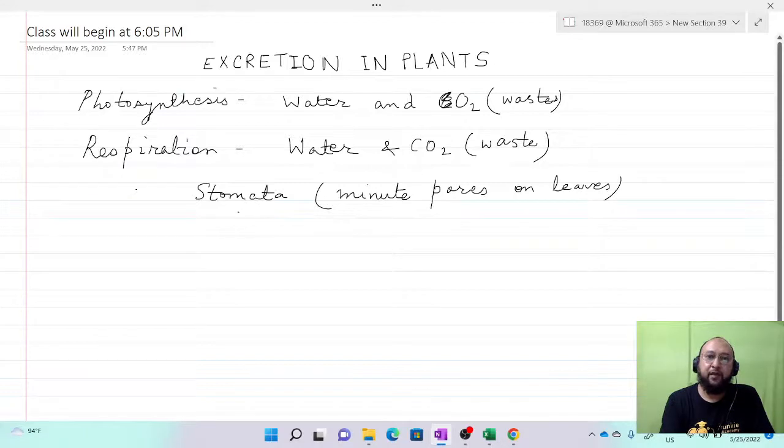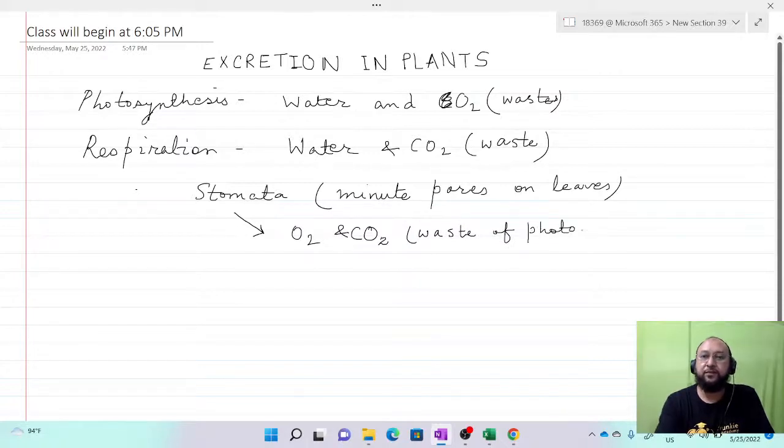So from stomata, O2 and CO2, the waste of photosynthesis and respiration, are released. The exchange takes place through stomata.